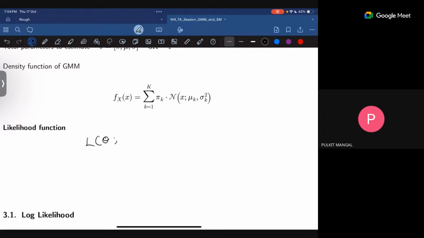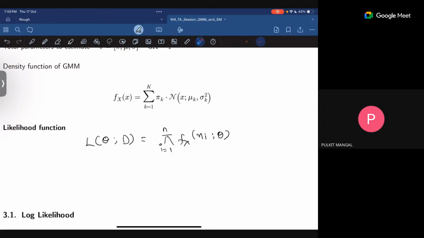Again, I will remind you, it is a function of the parameter theta. So it would be the product of all density functions given your parameter theta. I hope this part is clear, how you calculate the likelihood function.